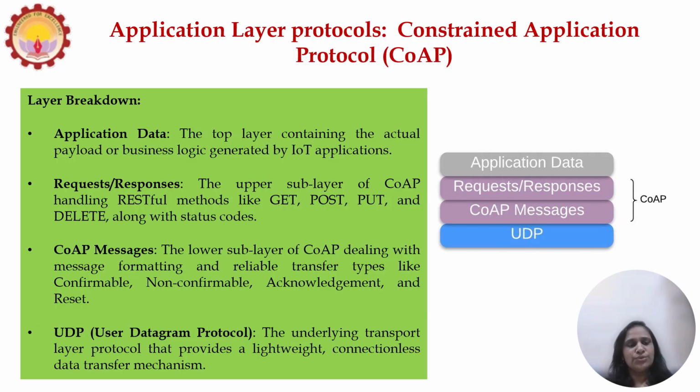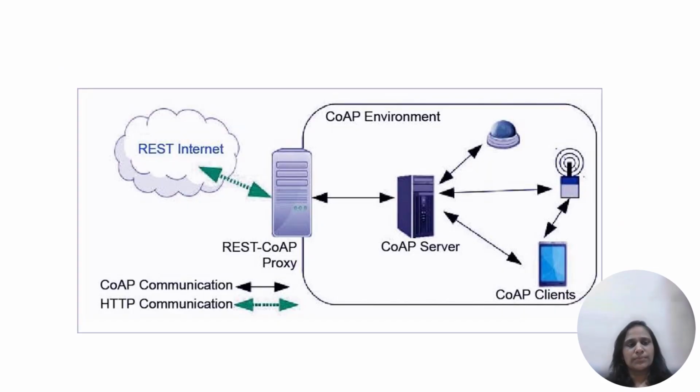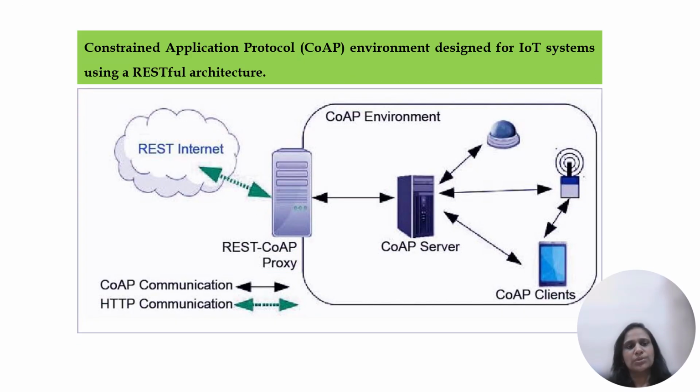Then the next layer is UDP, that is User Datagram Protocol. This is the underlying transport layer protocol that provides a lightweight connectionless data transfer mechanism. So this is the CoAP environment, Constrained Application Protocol environment designed for IoT systems using a RESTful architecture.